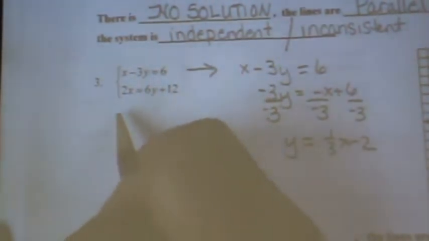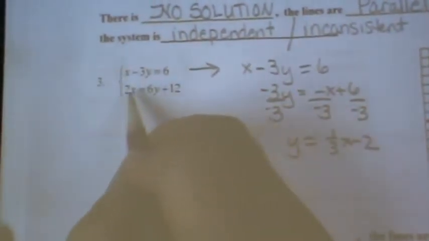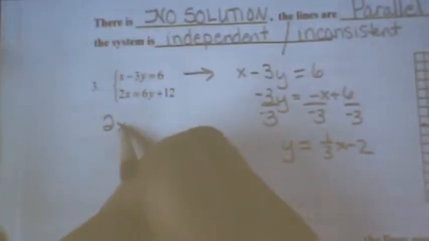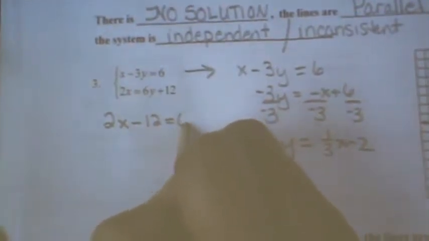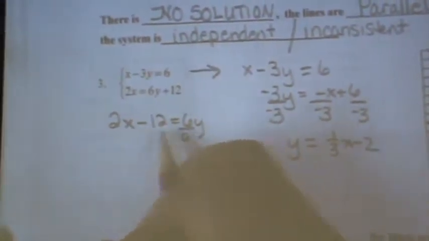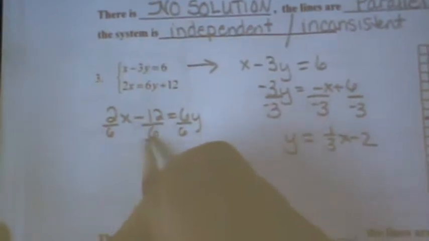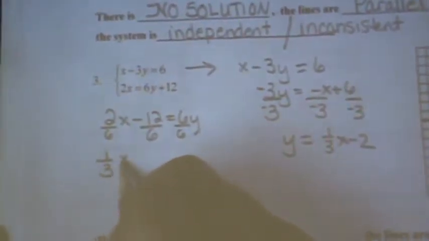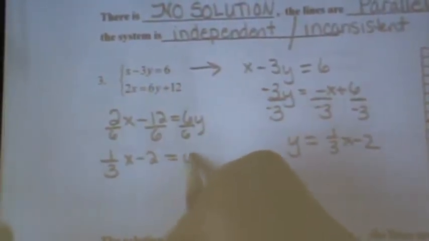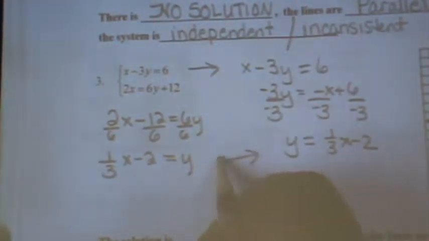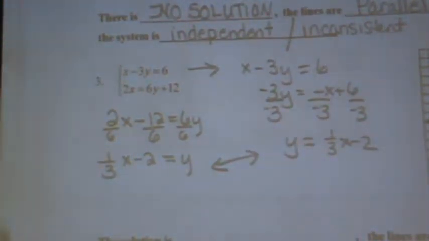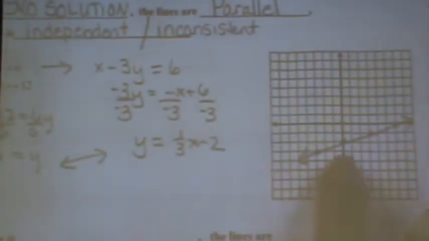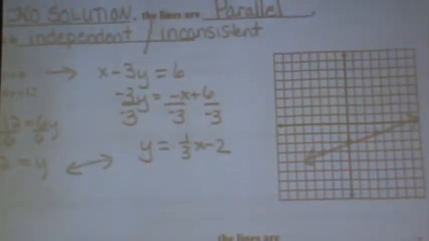And the second equation, I'm going to subtract 12, so 2x minus 12 equals 6y. Divide by 6. So 1/3 x minus 2 equals y. Well, guess what? It's the same line. So if I graphed it, it'd be right on top of that one.